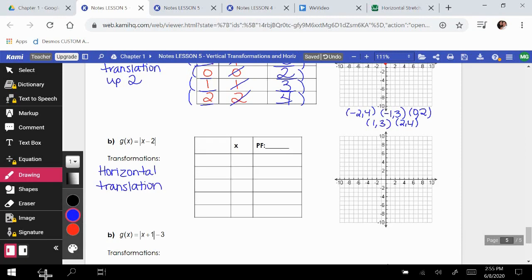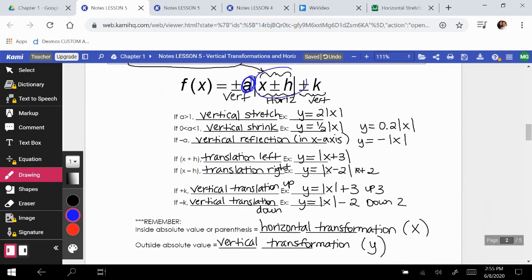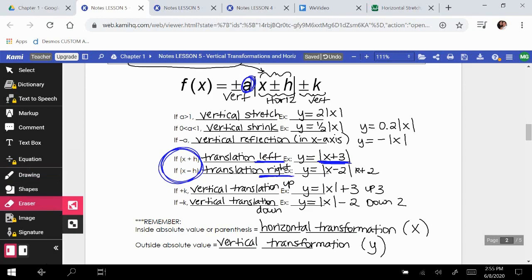Okay, and it's almost opposite of what you think, right? Let's go all the way back here. Remember, this is the horizontal part, the x plus h or x minus h inside the absolute value. So it's this part right here. Remember, left occurred when we saw things like x plus 3, where right occurred when we saw things like x minus 2. Okay, so it's weird. It's almost opposite of what you think.